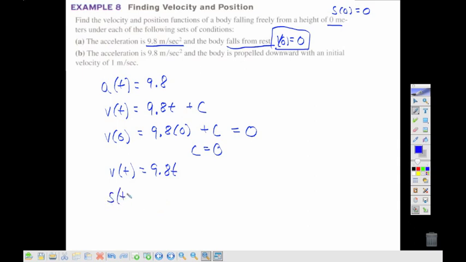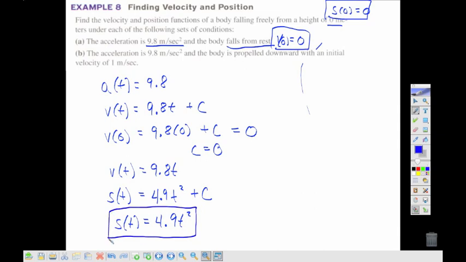Now if I want to find my position, I take an antiderivative of that. Remember that t would become t squared, which would mean that I need to divide that by 2. Notice if I take the derivative of this, 2 times 4.9 would give me 9.8. Now this would also have to be plus a constant, and again we're starting from this position here. We're starting at 0 meters. So again, I would solve this at s equals 0. Basically that's going to tell me that my constant is going to be 0, and so my position function is just going to be 4.9t squared. Now those two are going to solve for part A here.